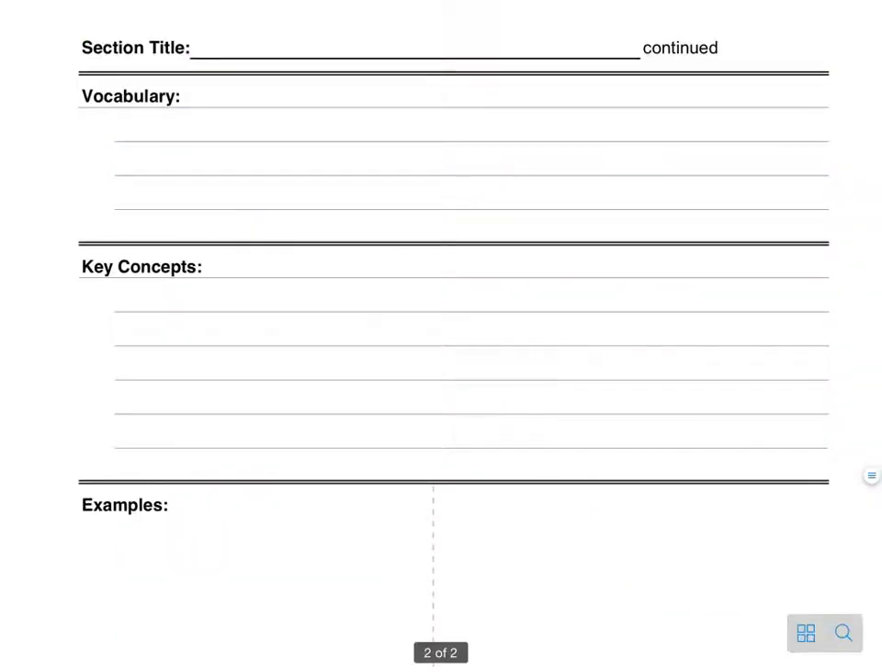Now we're on the back side of the sheet and we're going to add in our section title here as a continuation. So we're going to write 3.2 two-step. Since we've added our section title to the back, we're now going to do a few more examples. We don't have any vocabulary or key concepts to add this time.